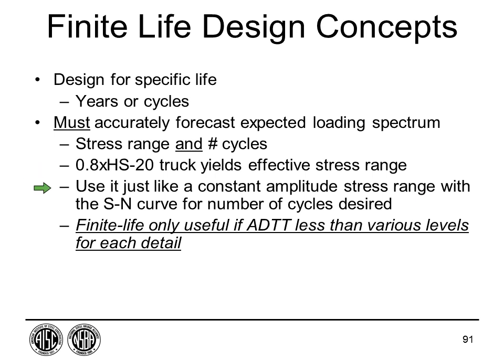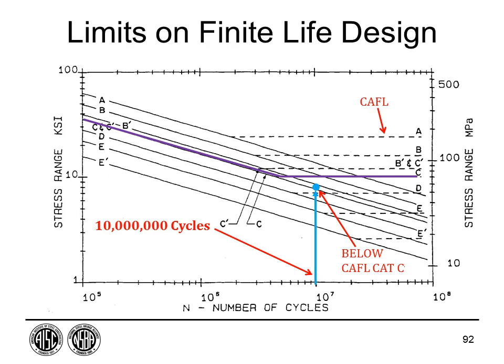We'll show that again. And I have finite life only useful if my stresses or the number of cycles I produce are less than a certain value. Now that's a tricky mouthful sentence. So let me illustrate this. If I perform finite life, what I'm saying is I would come in at some stress range produced by 0.8 times the fatigue truck and intersect my curve and I calculate the life.